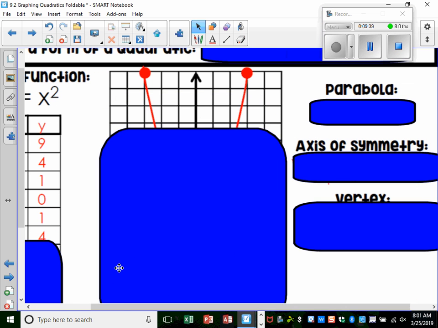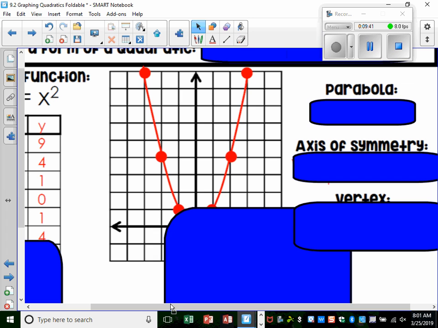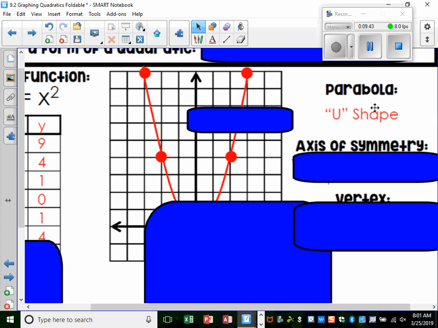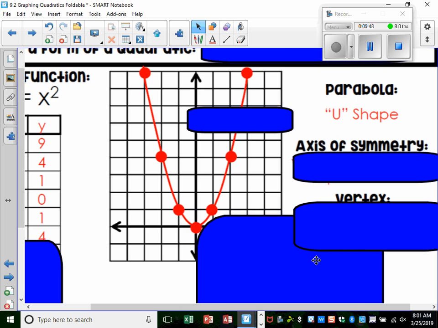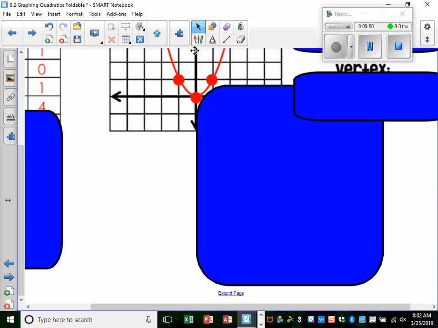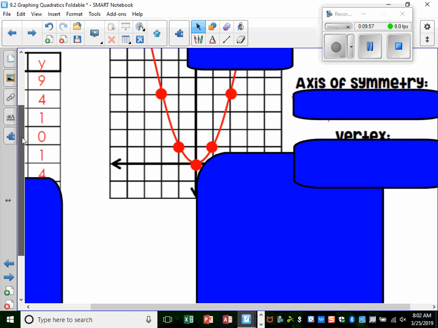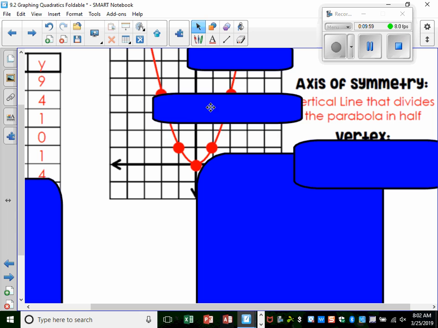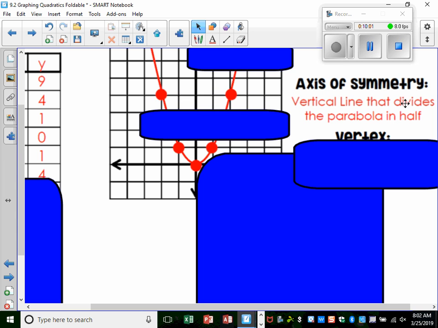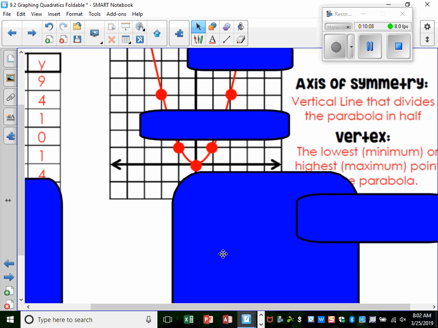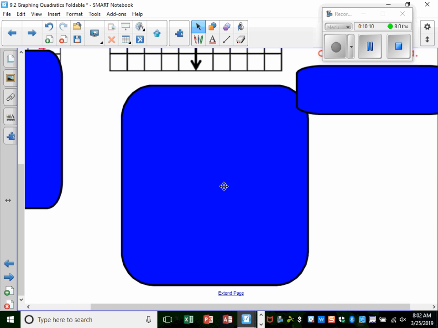All right, so obviously a parabola is the U-shaped curve. That's the U shape that you will get. The axis of symmetry, you can look at the graph and tell that this one cuts in half where the vertex is right here. So we can tell that's going to be x equals 0. And again, it's just explaining the definition of it: the vertical line that divides the parabola in half. And then you can actually read the coordinate if you had to.